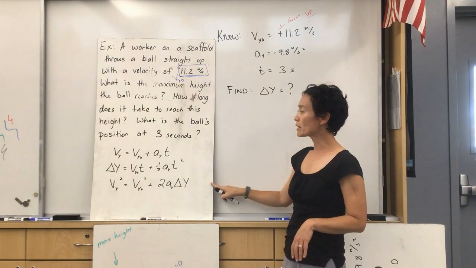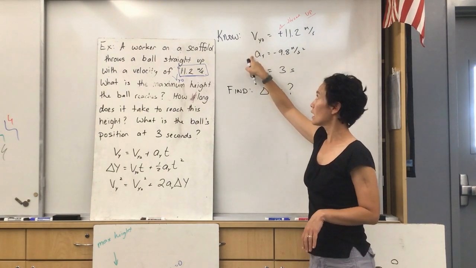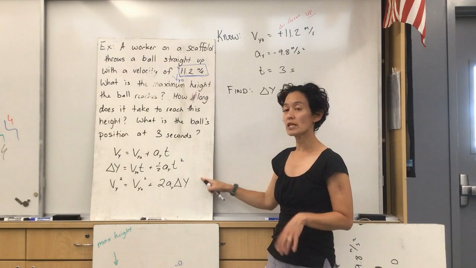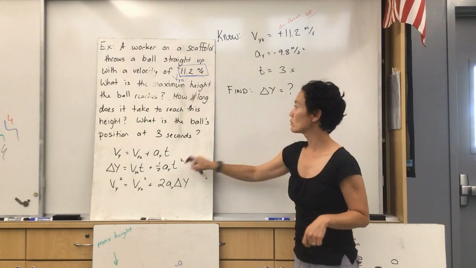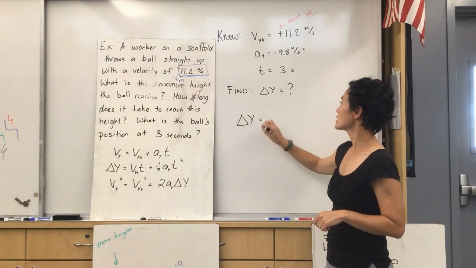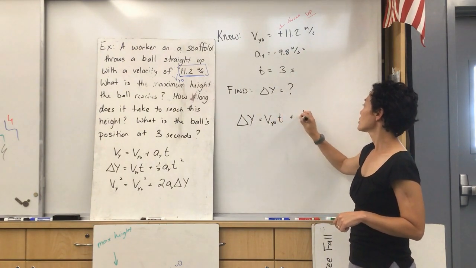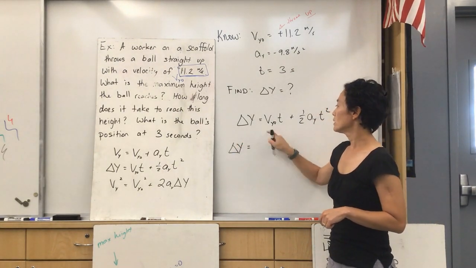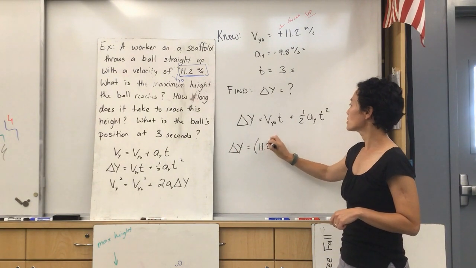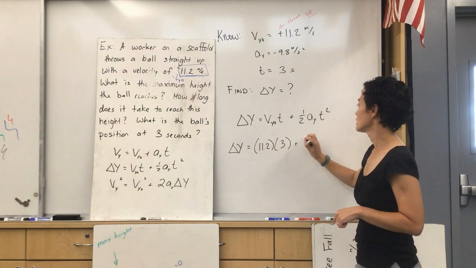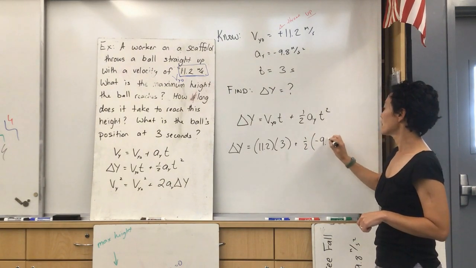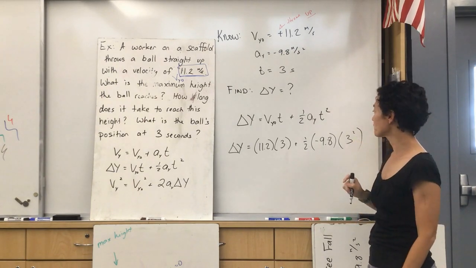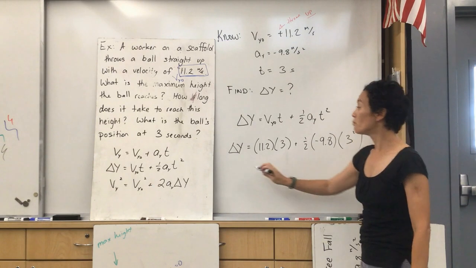So again, I'm looking at my three equations. I know initial y velocity, I know the y acceleration, I know the time. I'm looking for delta y. Which of these three equations has those four quantities? It's this middle one right here. Delta y is equal to Vy naught t plus 1/2 ay t squared. I'm plugging in what I know. Initial velocity is 11.2. Time is 3. ay is negative 9.8 times 3 squared. Don't forget the square. That's a silly mistake. Don't do that. And then it just becomes a matter of multiplying and adding.